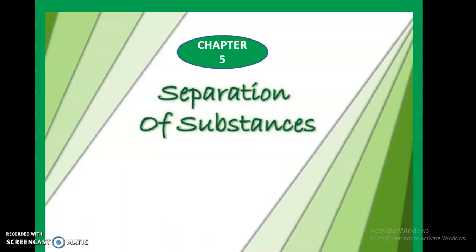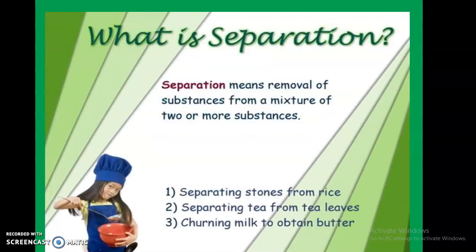So what we're going to cover in this chapter is why do we need to separate different substances? What are the different methods of separation in a dry method and in the liquid form, and what are the different mixtures that we find around us. So let's begin. What is separation? Separation क्या है? Separation means removal of substances from a mixture of two or more substances.